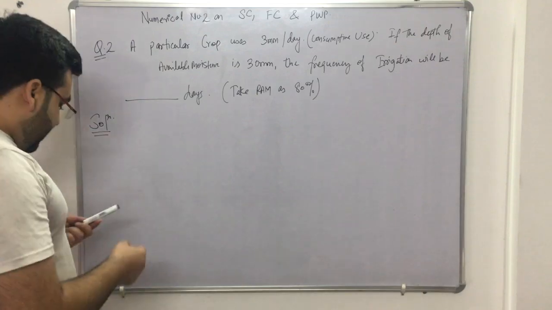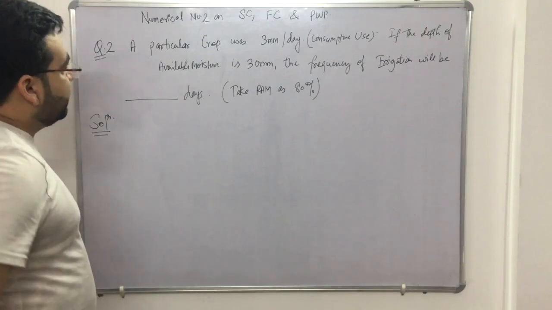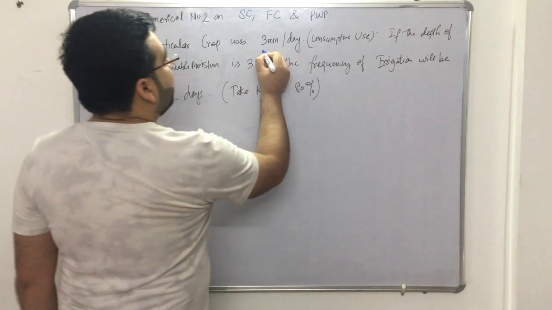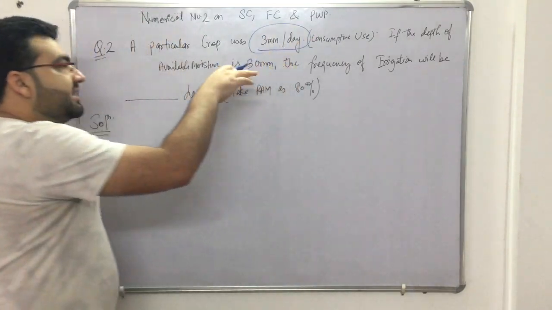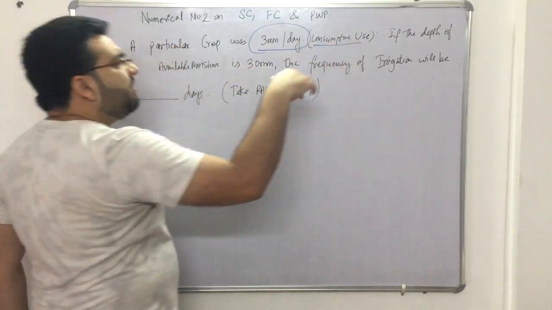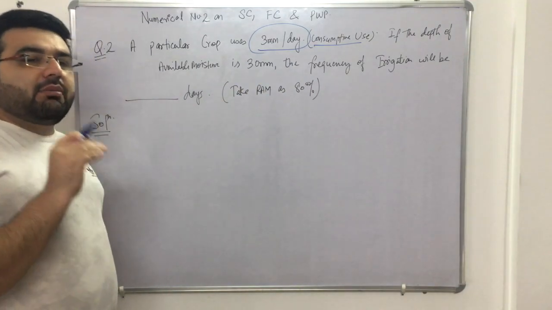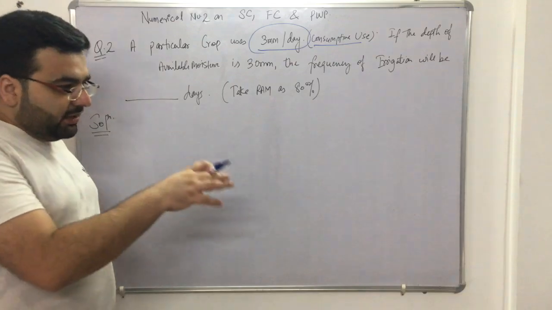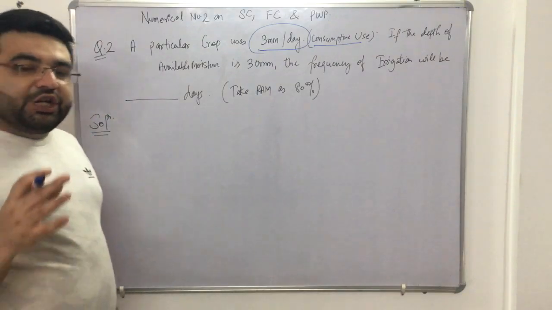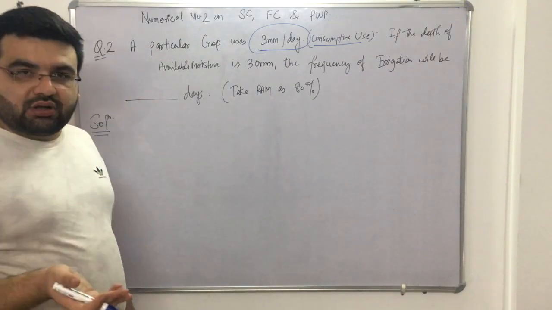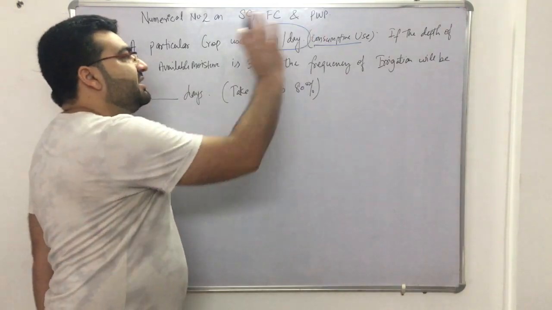The question is, a particular crop uses 3 mm per day. So this is the consumptive use. So what is consumptive use? I will be explaining, but for the time being you can just remember that it is the water content used by crops for its maximum growth. That is known as the consumptive use, right?